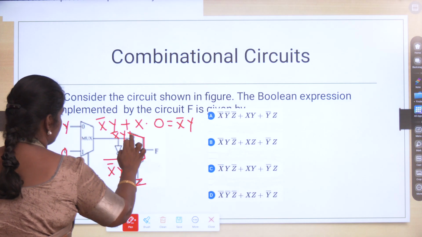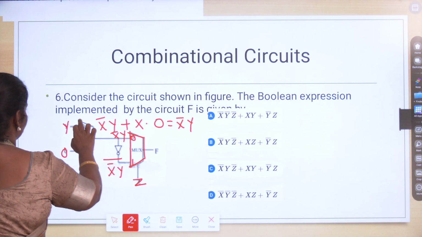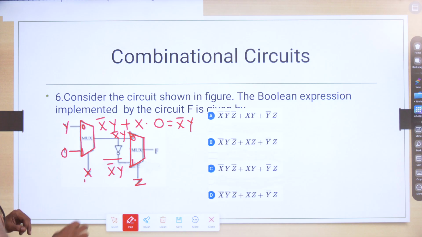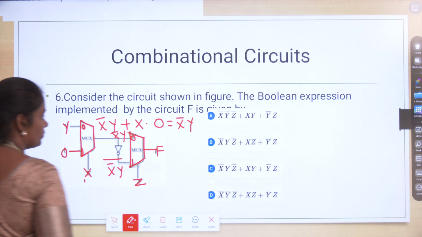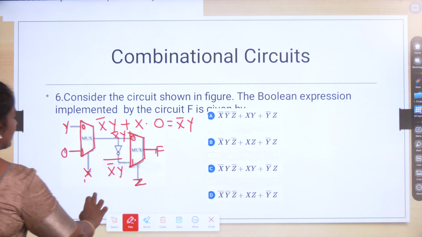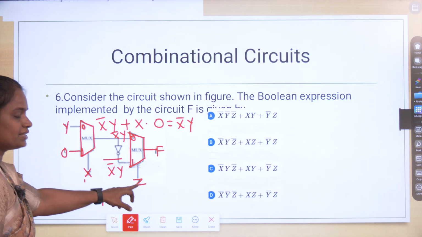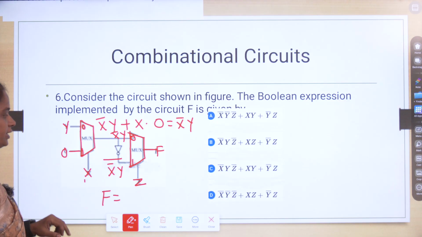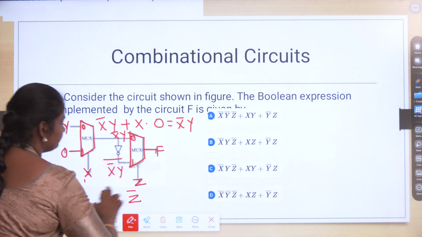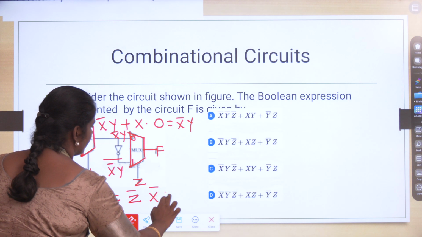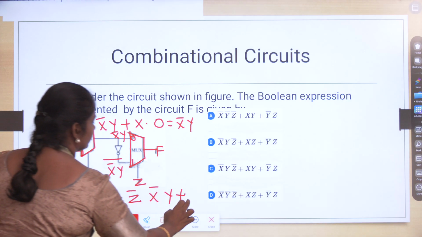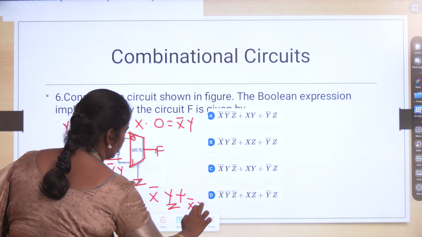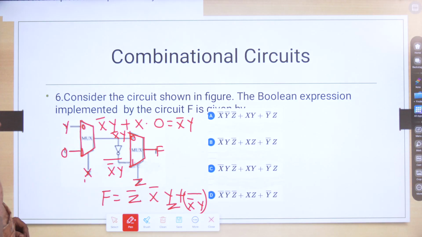This is the second multiplexer. Here this input is 0, this one is 1. This is a 2:1 multiplexer. So you have to get the output. Now we can write the output equation of this F. F is equal to, if z is equal to 0, this one will be selected. If it is 1, x bar y to the whole bar is selected. So now we can write z bar into x bar y plus z into x bar y to the whole bar.